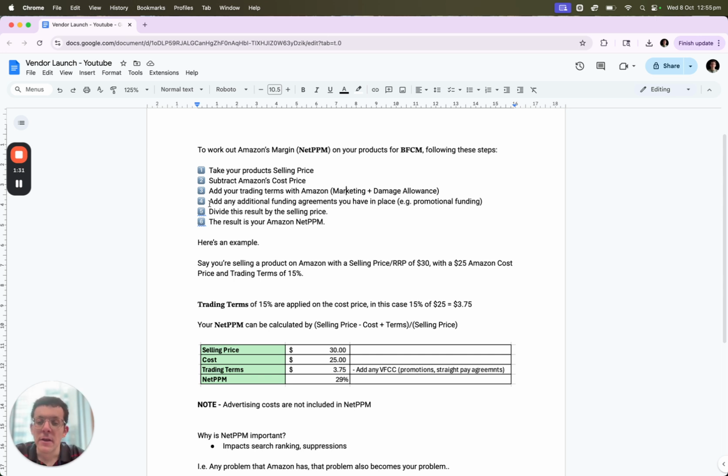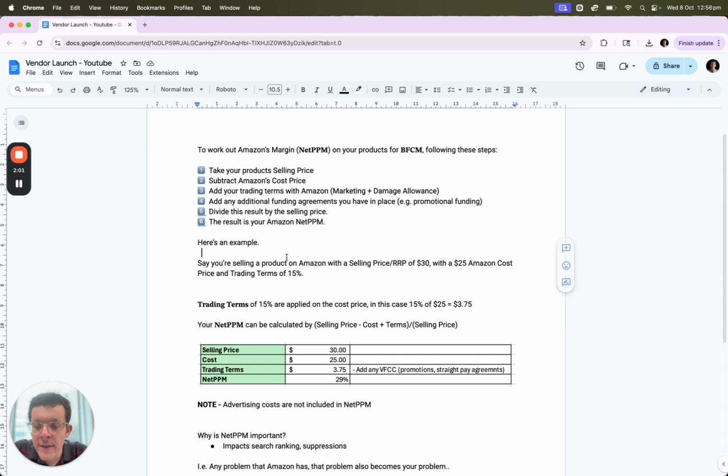Add any additional funding agreements you might have. So, promotional funding agreements for Black Friday, for example, or any other straight pay lump sum agreements that will be feeding into their bottom line. And then you divide this result by the selling price to get a percentage figure called Amazon net PPM. The best way I can illustrate this is with an example.